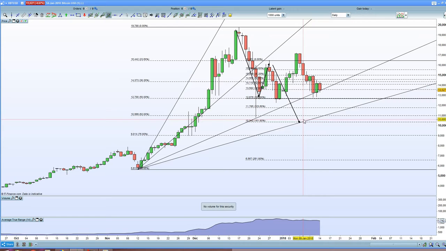The C to D on an AB equals CD pattern, the C to D leg usually always equals in length the A leg down. So if that proved to be a bearish AB equals CD pattern, it would have terminated at the 161 Fibonacci at 10,342, and then, so I just delete that.